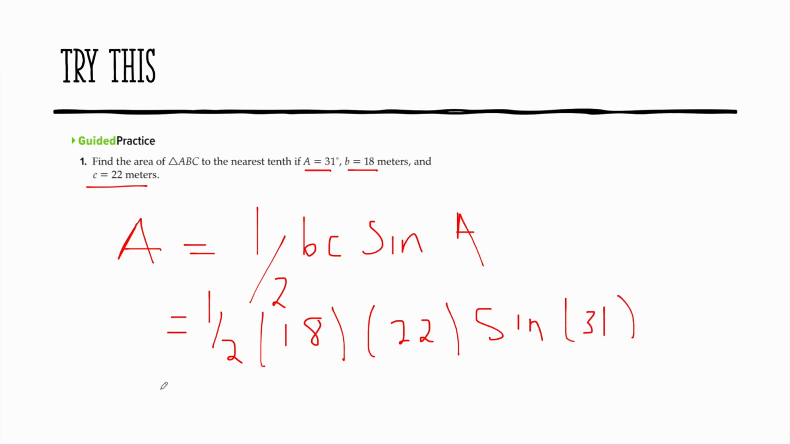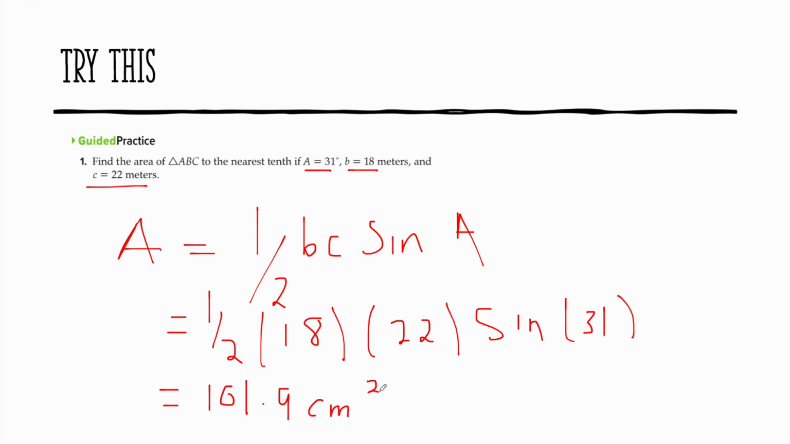So go ahead and put this in a calculator. You press 1 over 2, and then multiply by 18, multiplied by 22, sine 31. This will give you 101.9. So if we round it off, it will be 102 centimeters squared.